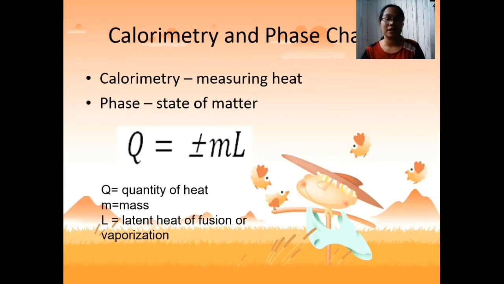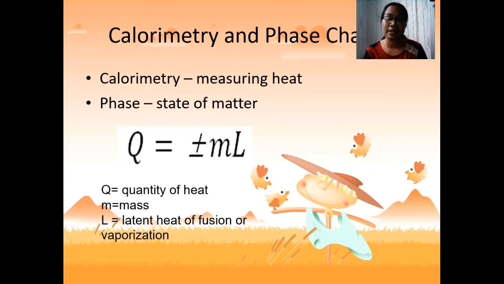Now, when we say phase, of course, it is the state of matter, and there is also heat involved during phase change. So you can see here in the equation we have Q, or the quantity of heat, equals positive or negative mL. M is the mass, and L is either the latent heat of fusion or the latent heat of vaporization.